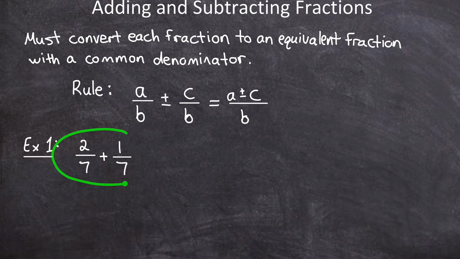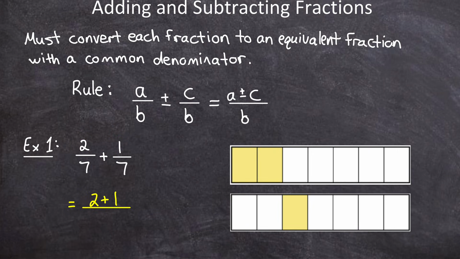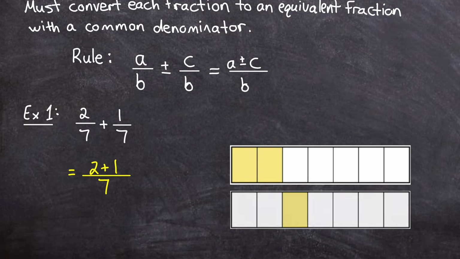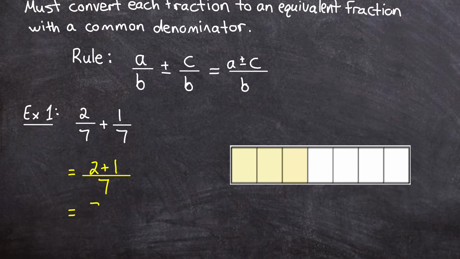In this example, we have 2 over 7 plus 1 over 7. Notice those fractions have a common denominator, which means to find the sum of those fractions, all I have to do is find the sum of the numerators, 2 plus 1, and put that over the common denominator of 7. So 2 plus 1 is 3, so this would equal 3 over 7.